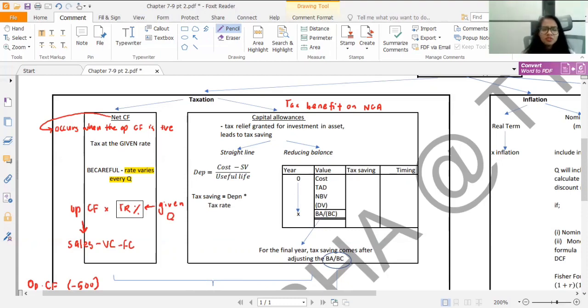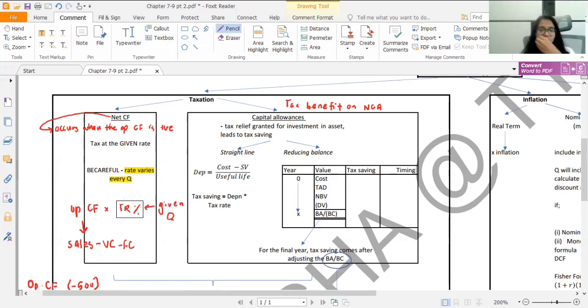Now guys, I'm going to ask you another question. So when I say tax benefit, what will this tax benefit be based on? Is it based on the asset value, or is it based on the cost of the machine, or is it based on the scrap value?